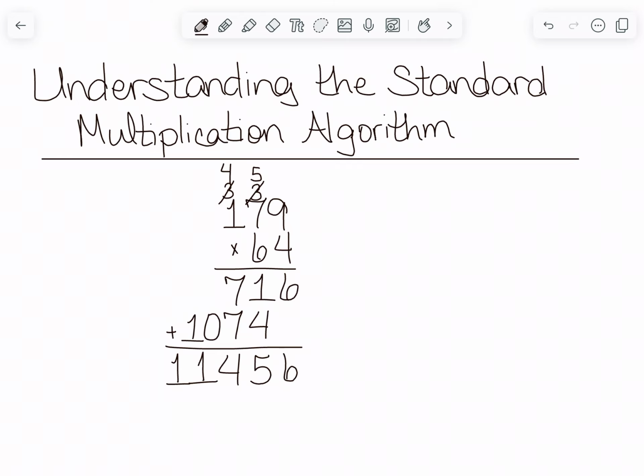You've just completed a full conceptual journey from visual models to symbolic efficiency, and that's exactly what we want for children too. You're doing amazing work preparing to teach multiplication in a meaningful, confident way. Keep going. You're building real mathematical power.